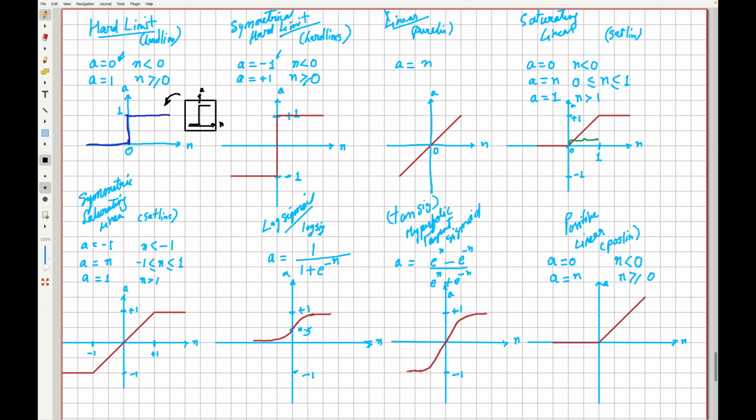I hope in this video you got some intuition about the several common transfer functions that are used in neural networks, and there are several more, but related to this series, these are the ones that we are going to see.